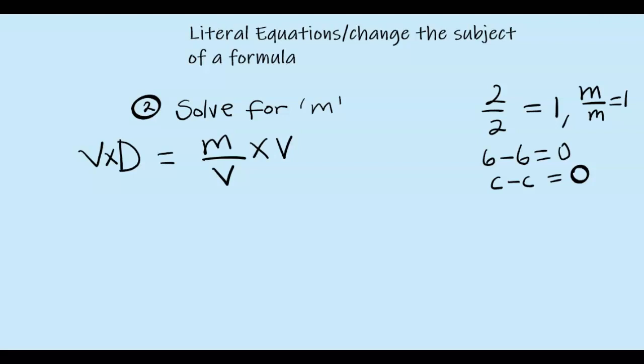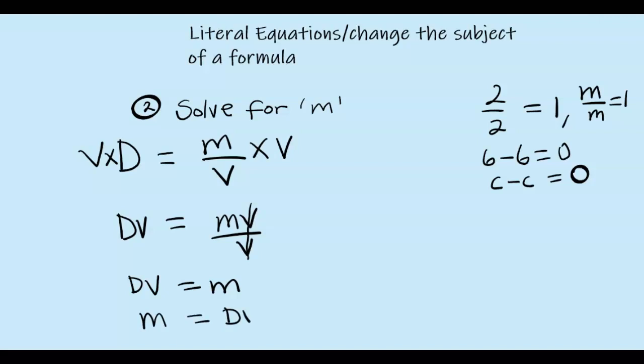V times d becomes dv. Normally we write the first letter first. And here we are going to get mv all over v. V divided by v gives us 1. So they will turn into 1. And then we get dv equals m, which is m is equal to dv.